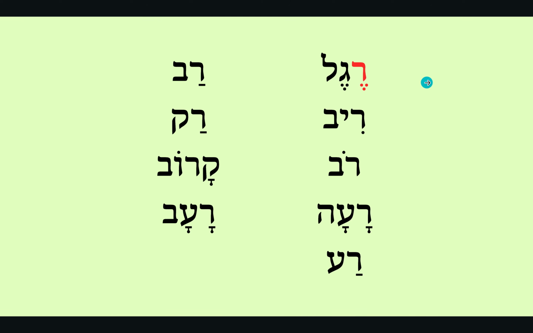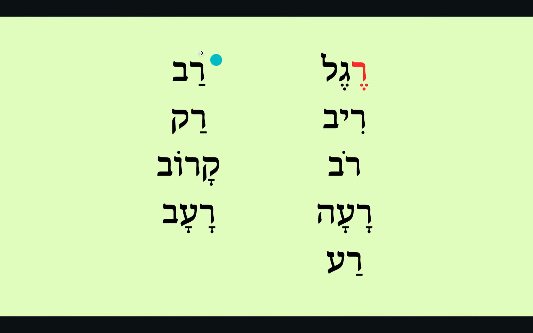Here are some words with resh. Regel. Did you get the initial stress? Regel means foot or leg. Riv. Riv means a conflict. It has a legal connotation, so it can mean a court case. Rov. Rov is a multitude. It's a noun, a multitude.